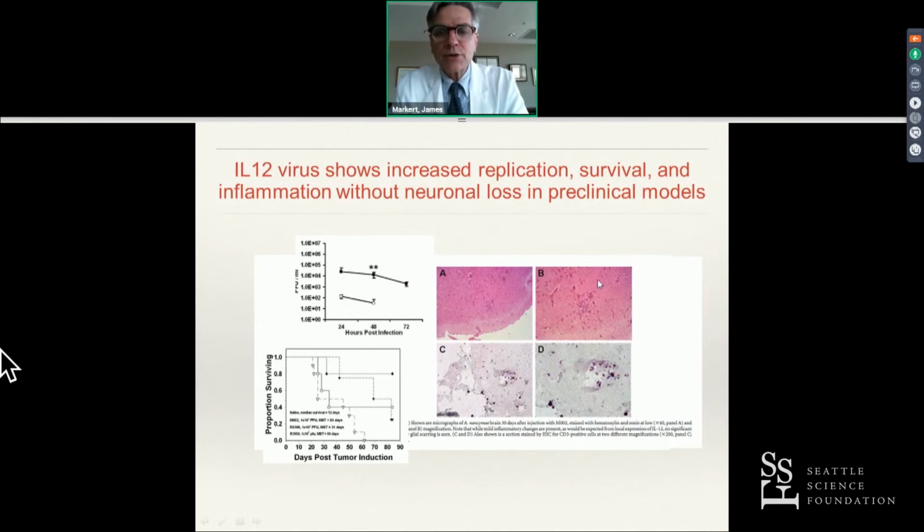And then we went to Aotus, which is a hypersensitive primate model for looking at herpes simplex encephalitis. We saw that after we gave the IL-12 virus, there was in fact some inflammatory response, which is pictured here, which is exactly what we wanted. But what we didn't see was neuronal dropout when we looked at these Aotus brains later on. So I think that was exactly what we were hoping for, an inflammatory response that could be used against the tumor, but no neuronal loss on a permanent basis.